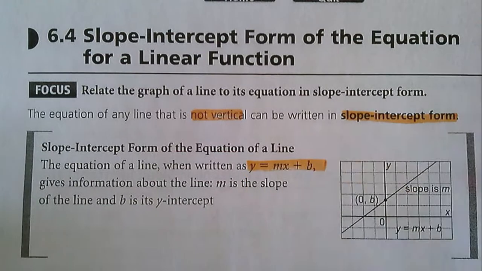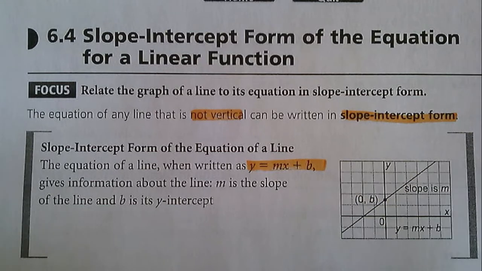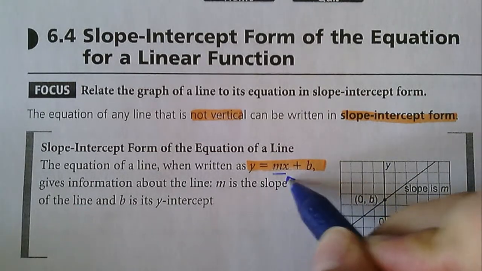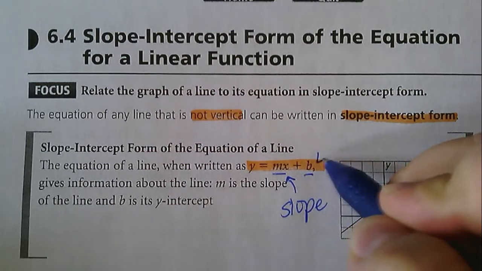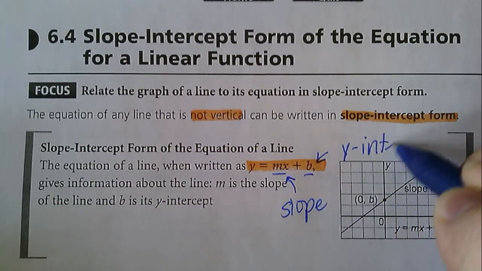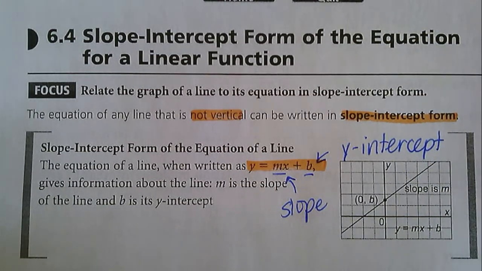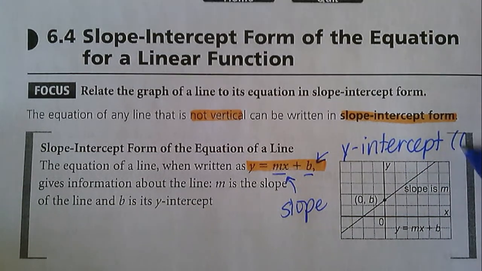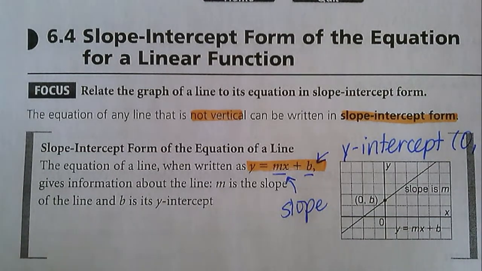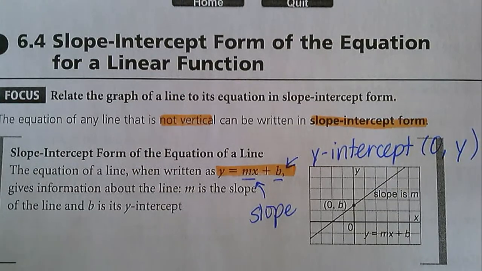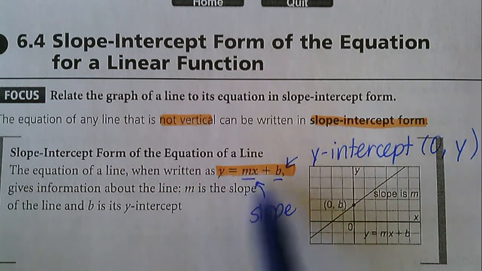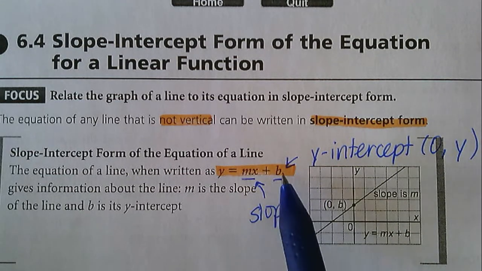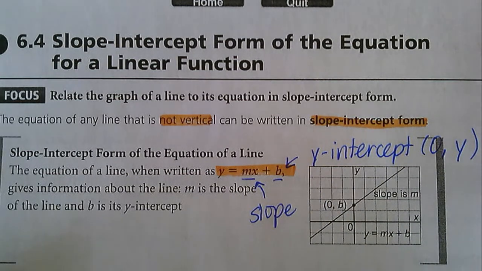So slope-intercept form is when an equation is written in this form: y = mx + b. In this case, the m represents the slope of the line, and b represents the y-intercept. Remember, the y-intercept is the point at which x is equal to 0 and our y value is equal to some number. So again, m is your slope. You're given your slope directly in this formula, and you're also given your y-intercept directly.